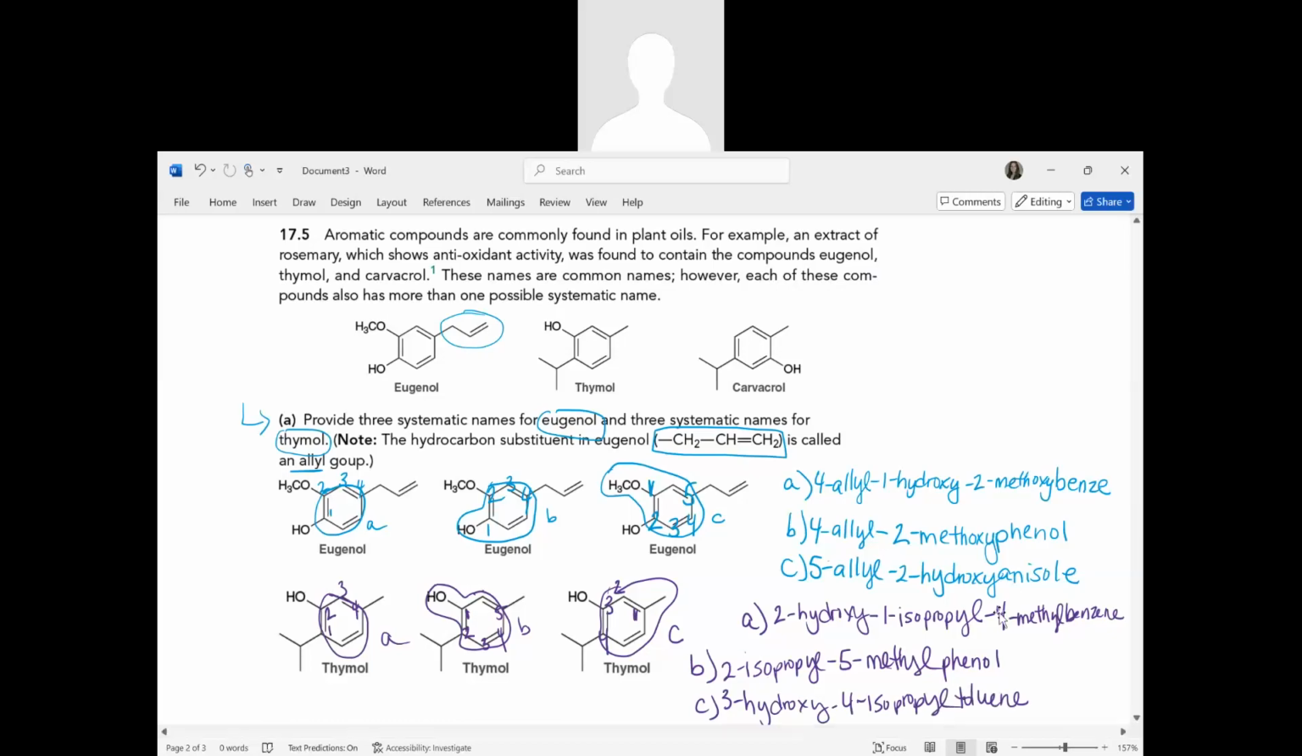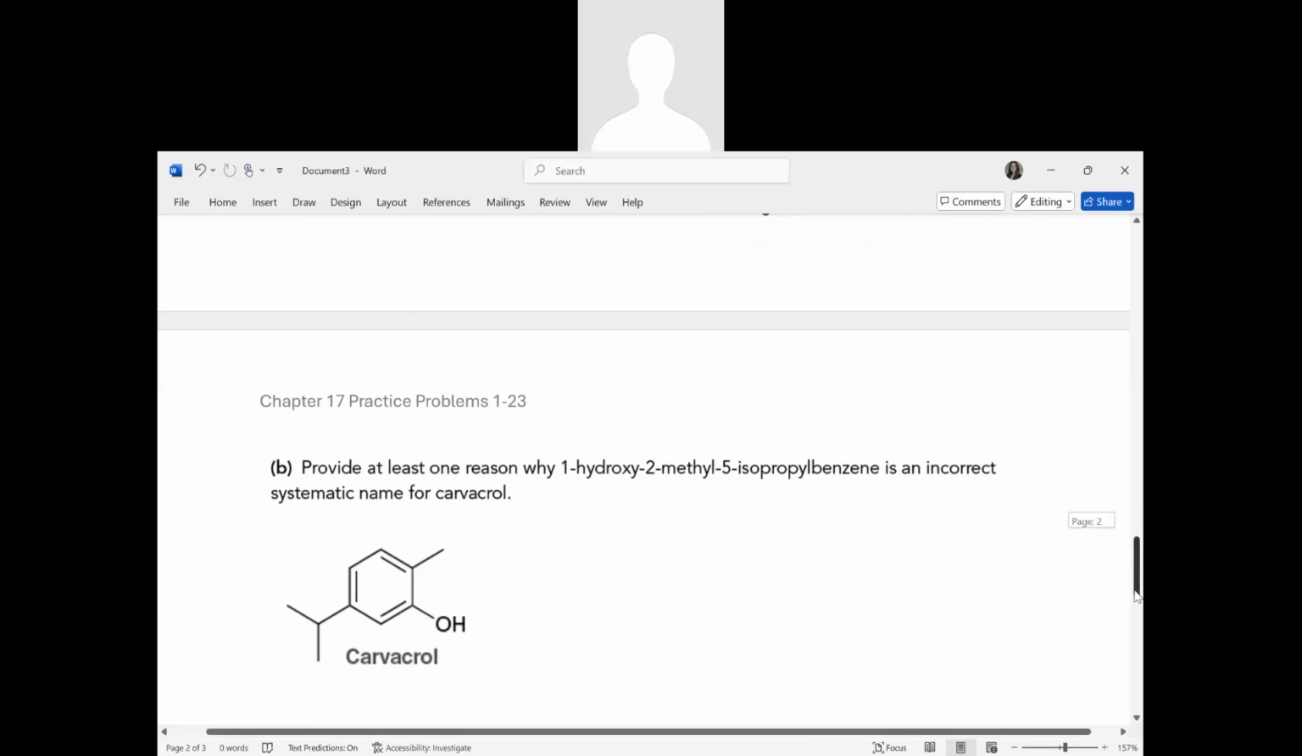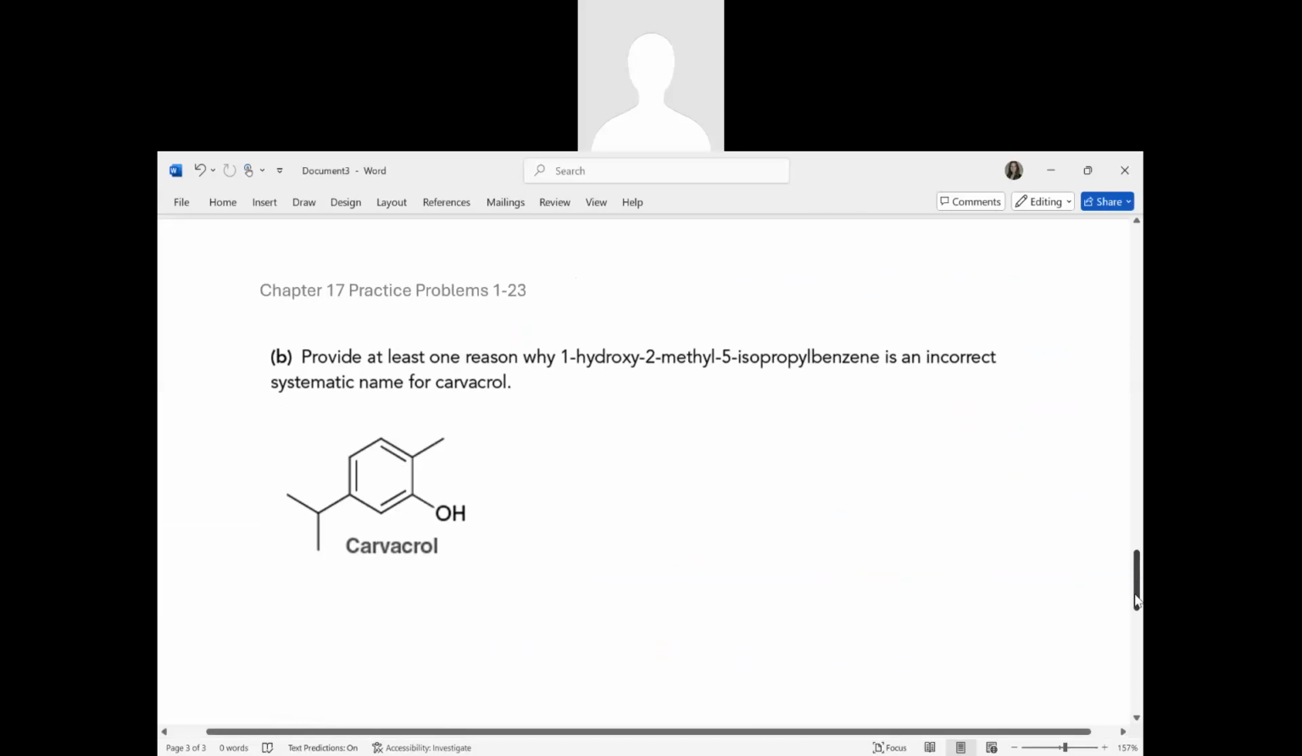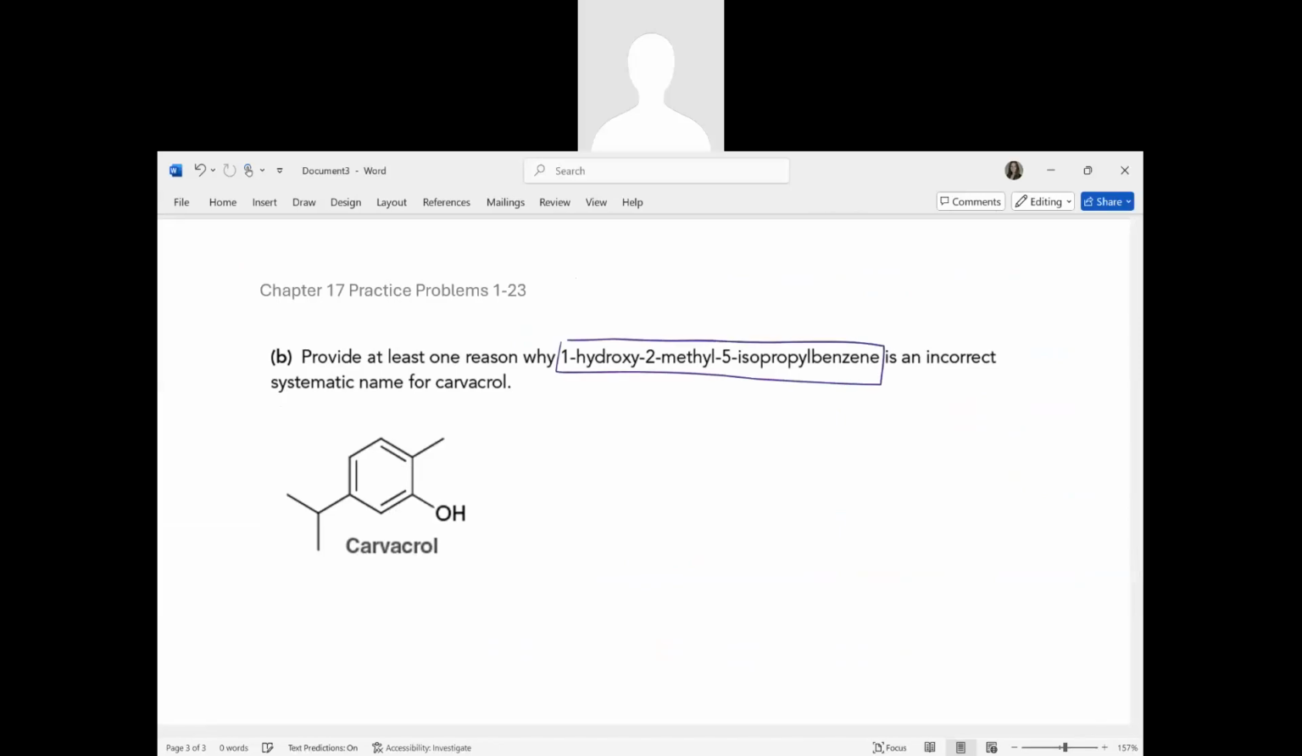And this question also has a part B that asks us about that second structure. We're asked to provide at least one reason why this name is an incorrect systematic name for this structure. And there are two rules that this violates for polysubstituted aromatic compounds. First is that the substituents are not listed alphabetically. So we have H, and then we have M, but then we have I here. So that's the first rule that's broken.